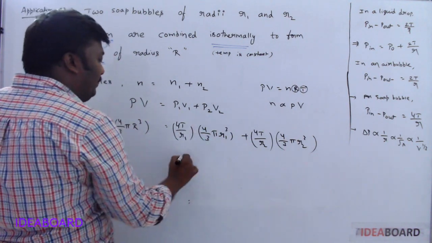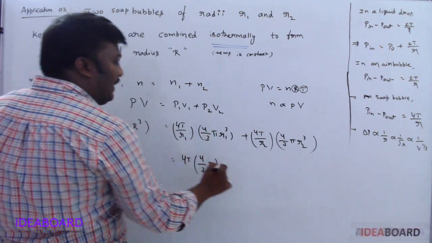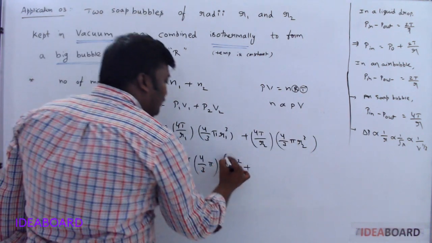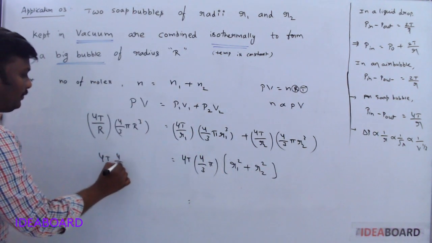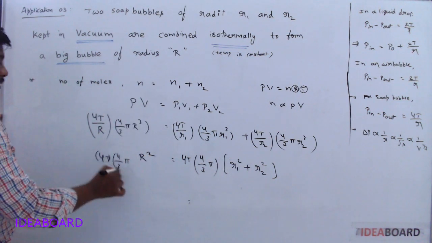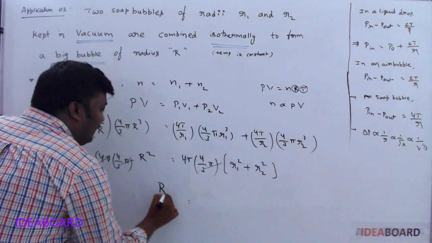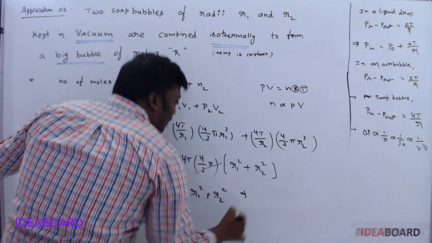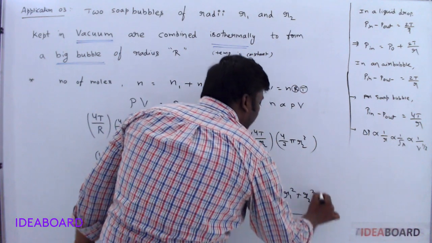Now from this, 4T and 4/3 pi are common. One R1 cancels, so here R1 square. 4T and 4/3 pi are common, so R2 square remains. Here 4T and 4/3 pi are common, one R cancels, and we have R square. So 4T and 4/3 pi cancel, then R square is equal to R1 square plus R2 square, which implies the value of R becomes the root of R1 square plus R2 square.